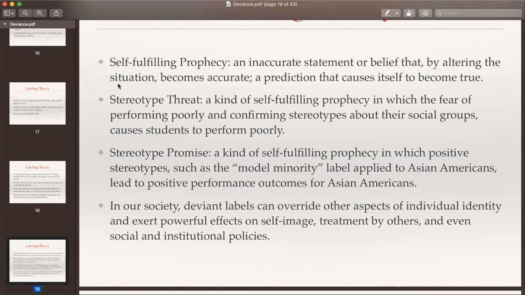You look at stereotype threat. Stereotype threat is a kind of self-fulfilling prophecy in which the fear of performing poorly and confirming stereotypes about a particular social group may cause, for example, a student to perform poorly. Let me give you an example of this. I've done a lot of research on this related to science, technology, engineering, and mathematics.